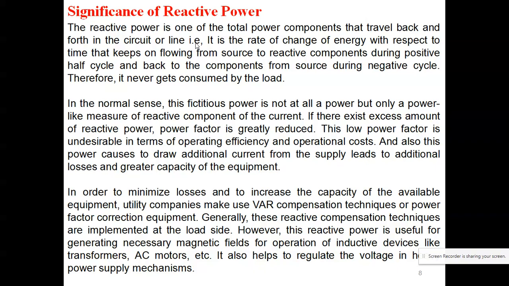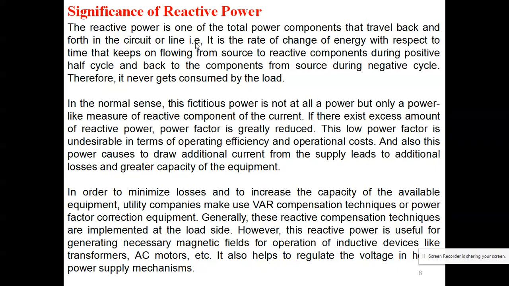So being an electrical student, you must try to understand this concept. When you go in third or fourth semester, there will be a paper on electrical machines, and at that time these concepts will be very important for you. So it is not desirable in terms of the operating efficiency and operational cost.